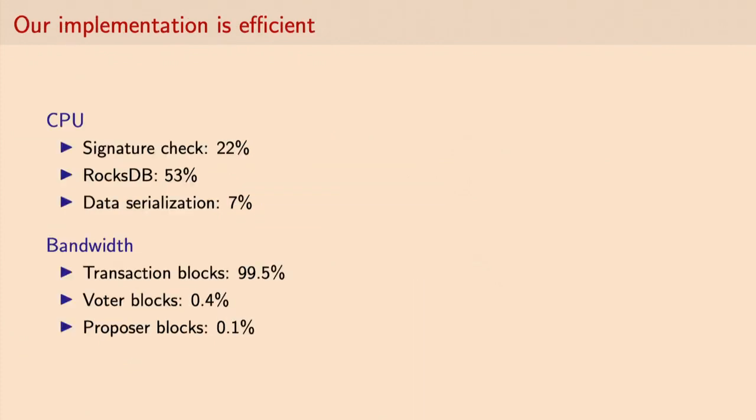And for the resource consumption, we see that our implementation is very efficient in the sense that more than 75% of CPU power is used for the necessary tasks, such as checking the signatures and updating the UTXO set. And for bandwidth, it may seem inefficient since we use 1,000 voter chains, but actually more than 99.5% of data is actual useful data, and less than 0.4% is for voter blocks.